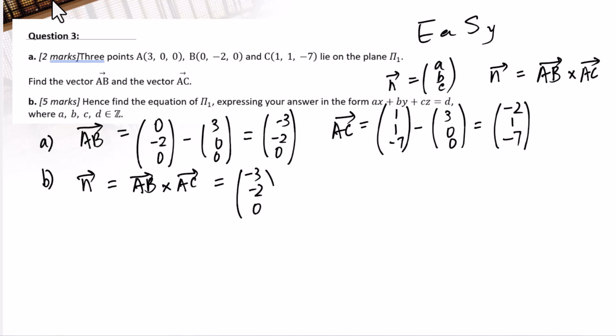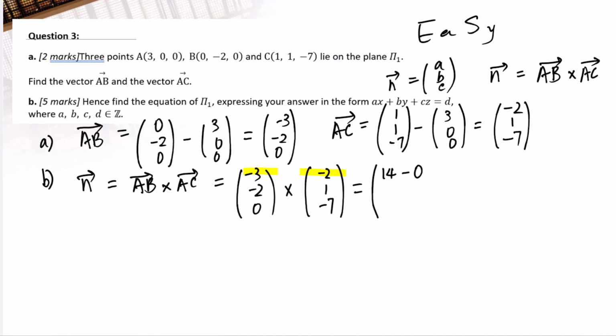(-3, -2, 0) cross (-2, 1, -7) equals. Cross out the first row, then take the determinant of the remaining matrix: -2 times -7 is 14, minus 0 times 1 is 0.